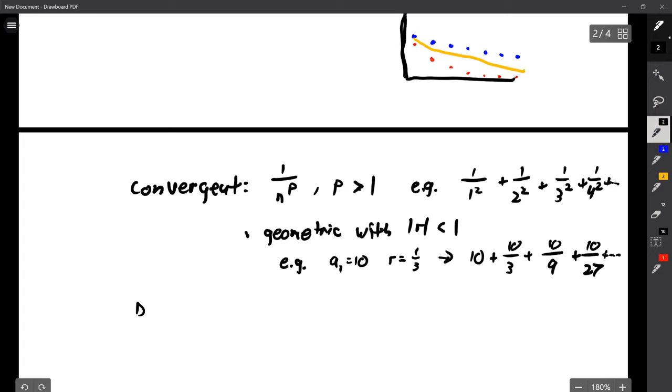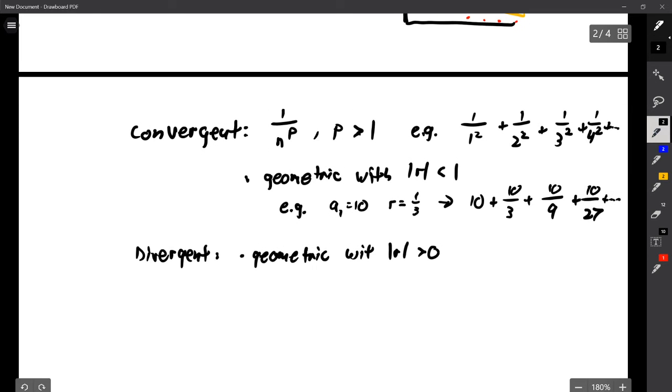All right, how about divergent? What do we have? One known example is any geometric with ratio greater than 1. So you can say that geometric with absolute value of r is greater than 1. And then something that's called the harmonic series. The harmonic series is 1 over 1 plus 1 over 2 plus 1 over 3 plus 1 over 4 plus dot dot dot.